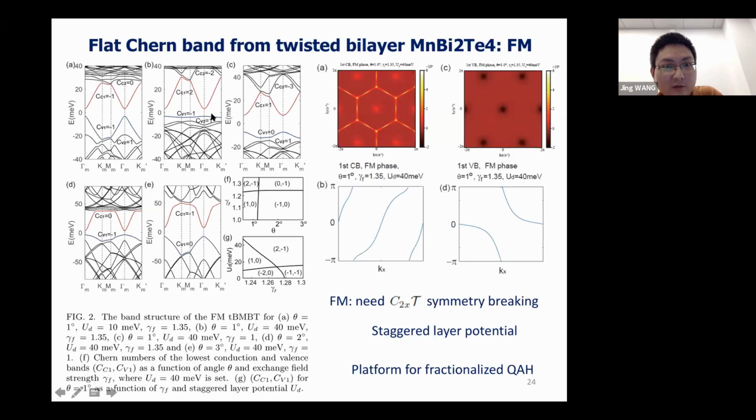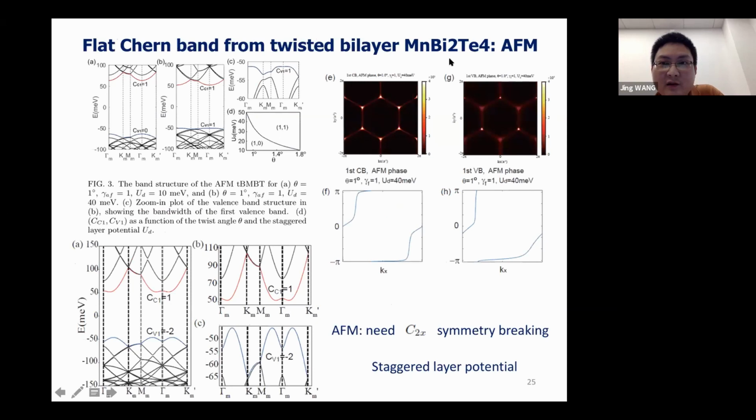We also checked this for the FM case, where you also get some flat Chern band. You can see here we also get some flat Chern band, and here you also need a staggered layer potential. But the problem is that for the FM case, this almost flat Chern band is not very well separated from the bottom band. So maybe this ferromagnetic case is better for this flat Chern band physics.